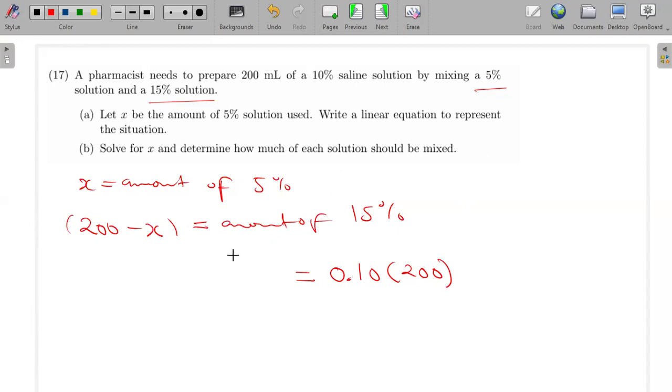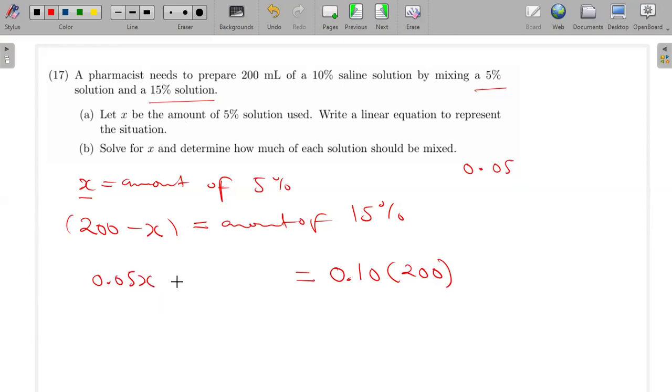So now, how do I get the other part? The other part is saying 5% of what amount of solution must be used. 5% is written as 0.05. So 0.05 of my x, which was used. So I'll get 0.05 of x that was used.